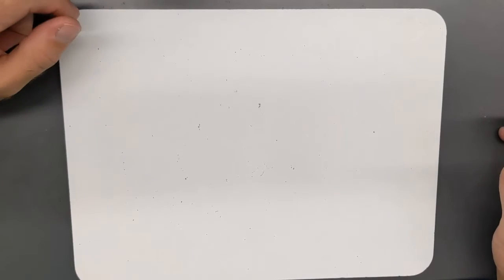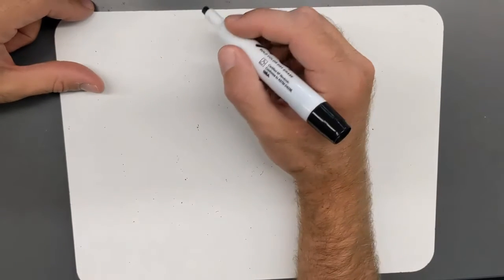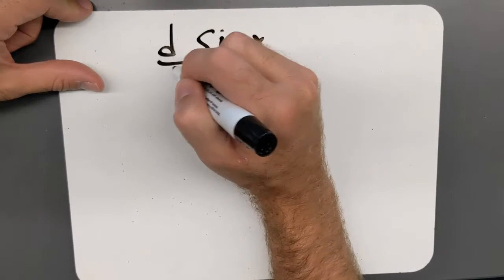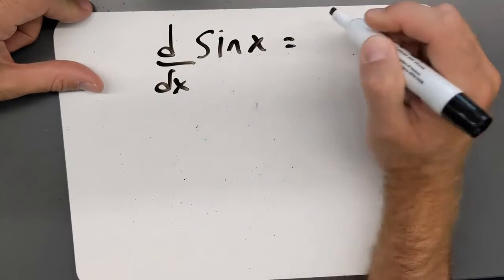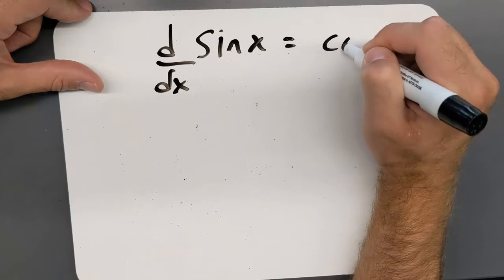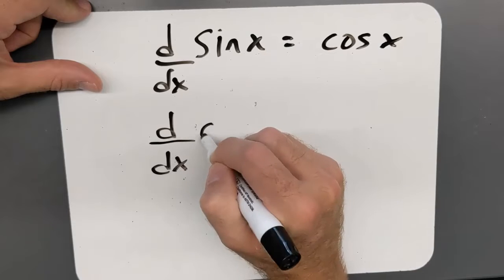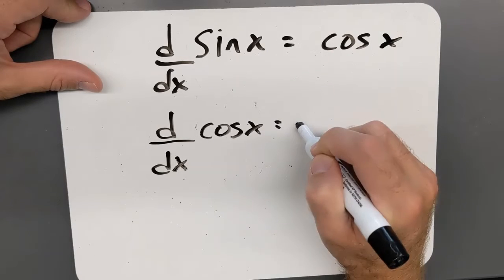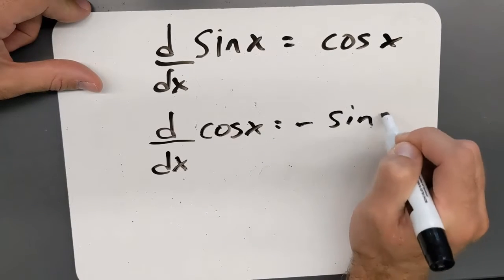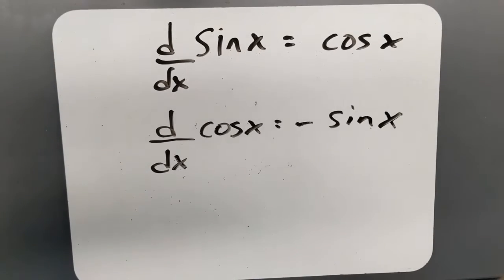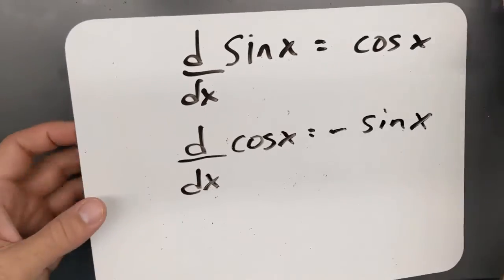All right, now we're going to see how to take the derivative when we have trigonometry involved. So if we have sine of x, we take the derivative with respect to x, it just equals cosine x. And the derivative with respect to x of cosine of x is equal to negative sine of x. That's the general rule. Now, it usually gets a little bit more in depth.